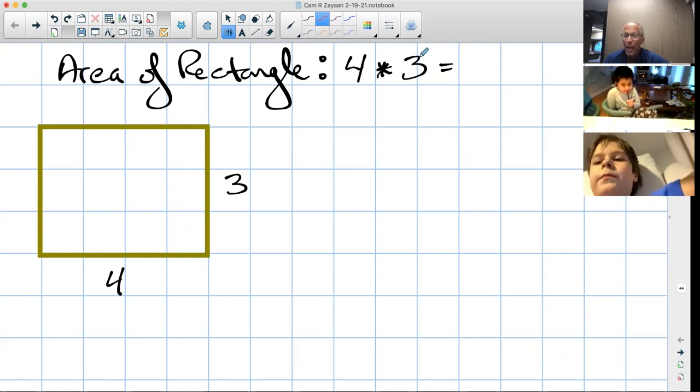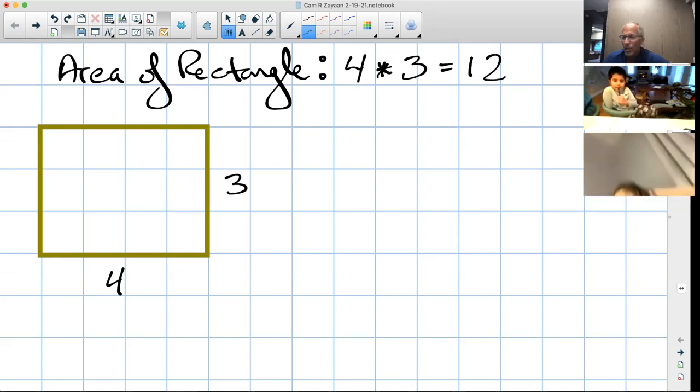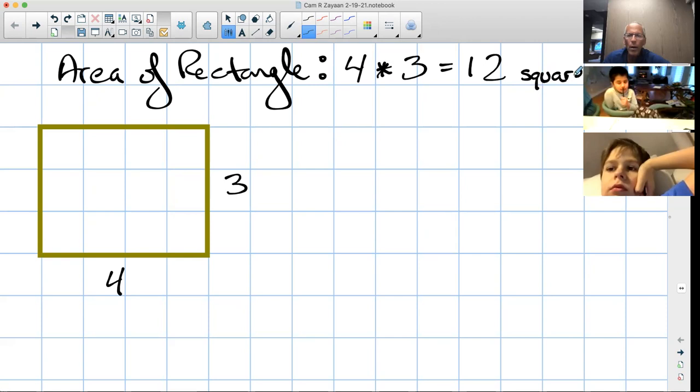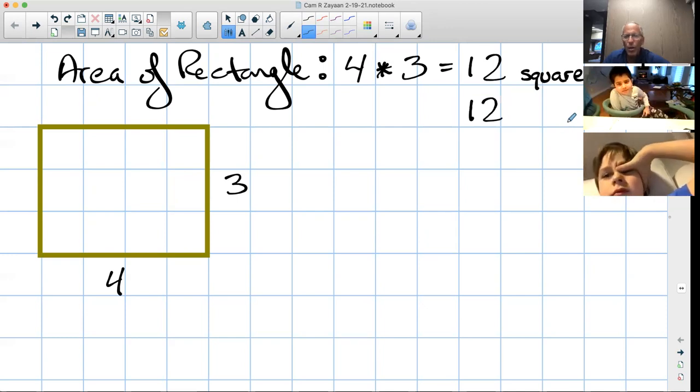12. That is beautiful. And Zayaan gave me that earlier. And just remember, boys, the answer is not 12. It's 12 square units. I think I remember a similar word like that.